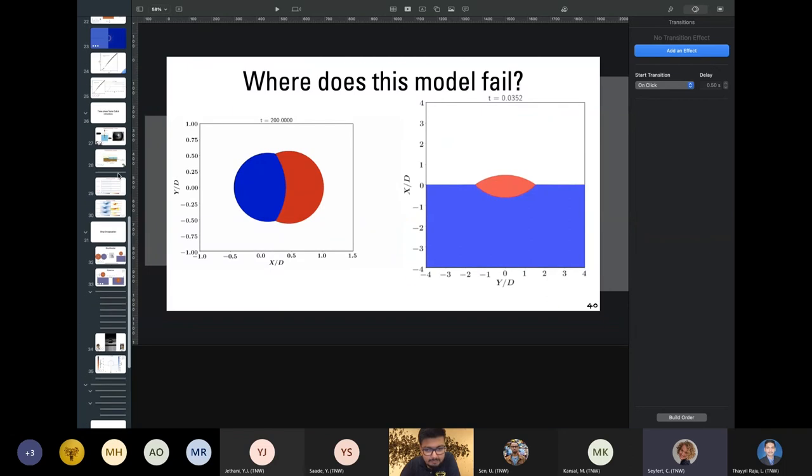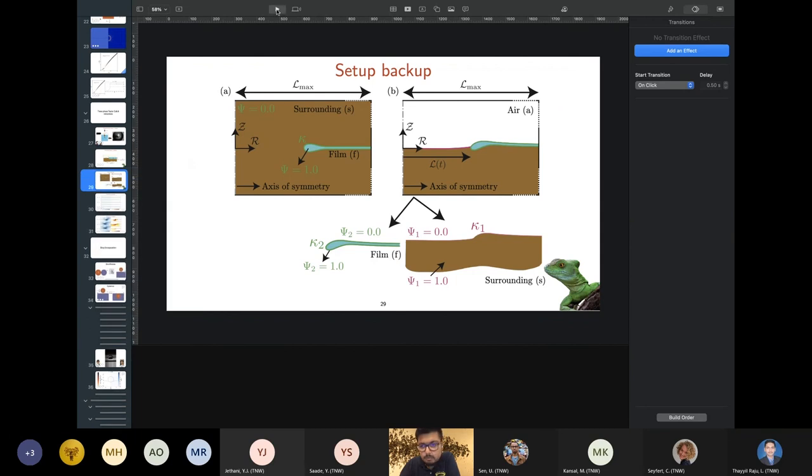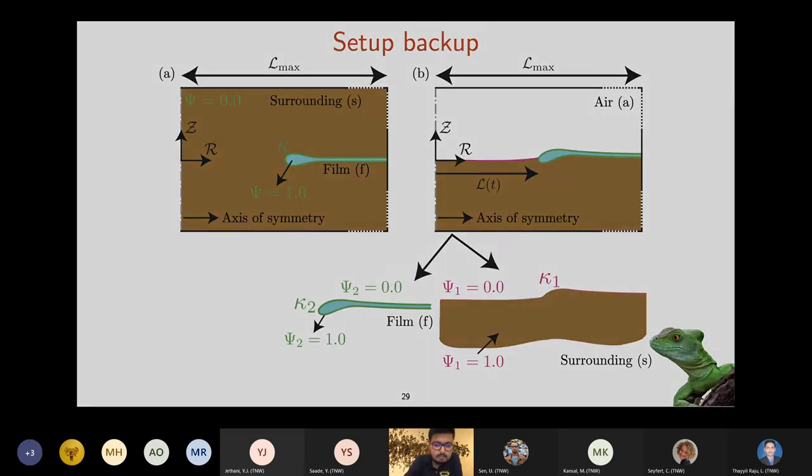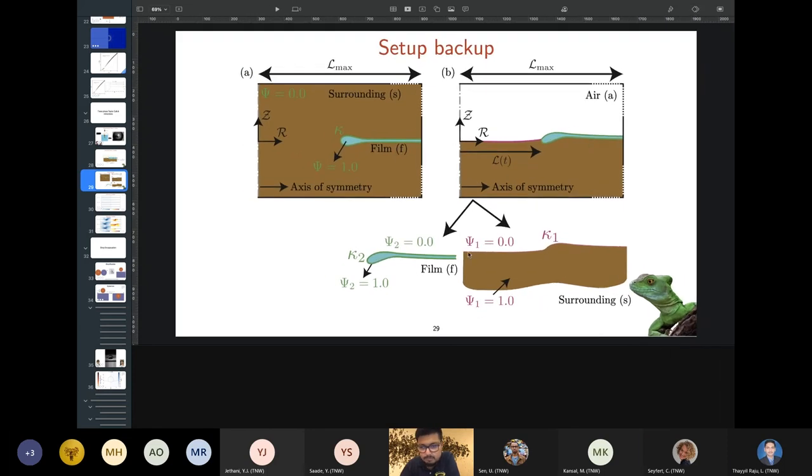So, okay, let's go back to this picture. Let me unskip it. Let's just do it like this. Can you see this part? Is it properly visible? Okay. So the moment I define these two interfaces, there are curvature fields associated with them, kappa one and kappa two. If both kappa one and kappa two are defined, then you are at this leg of the interface. If only kappa one is defined, then you are at this point of the interface. And if only kappa two is defined, then you are at the bottom.